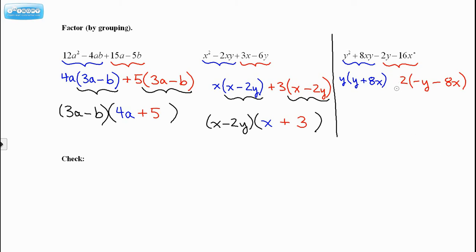And that will reverse the signs of all of these. So this becomes positive, and this becomes positive. There we go. Now they match. So if it looks like it's going to work, but you're running into problems with your negative signs, just factor out the negative and see what happens. In this case, it worked out. So I get y plus 8x times, and then what's left over, y minus 2.